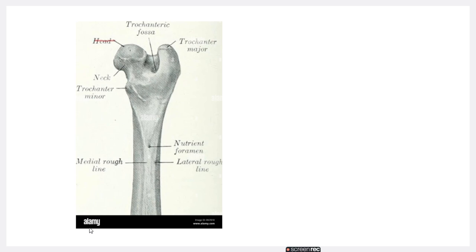Now this is the head. This is the trochanteric fossa, which is a deep and shallow groove. This is the greater trochanter, because it has a small bump. And this is the neck, the lesser trochanter, a small bump. And this is a nutrient foramen, and the lateral rough line, this one, and the medial rough line, this one.